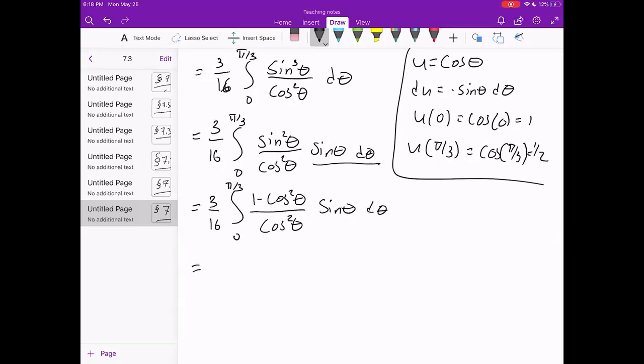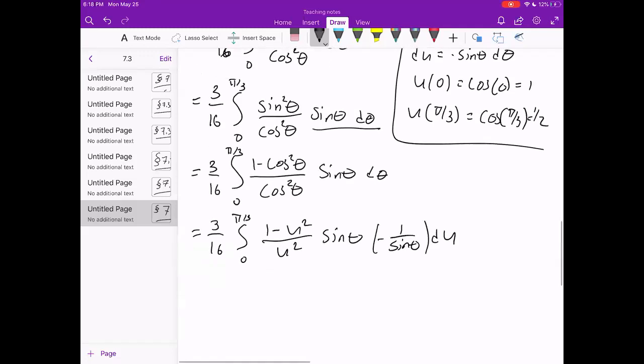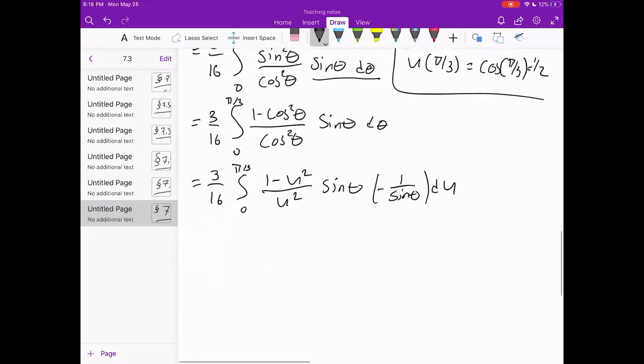And now I do the u substitution. So I have 3/16, the integral from 0 to pi over 3, 1 minus u squared over u squared. Sine theta and d theta is minus 1 over sine theta du. So just doing the u substitution, so this is negative 3/16. Minus sign comes from the minus 1 over sine theta. Sorry, change the bounds on my integral now. So my integral, instead of going from 0 to pi over 3, now goes from 1 to 1/2.